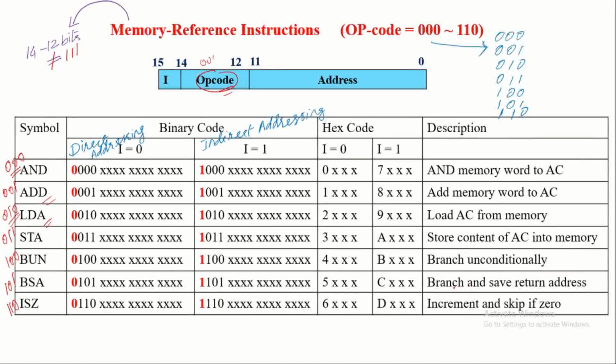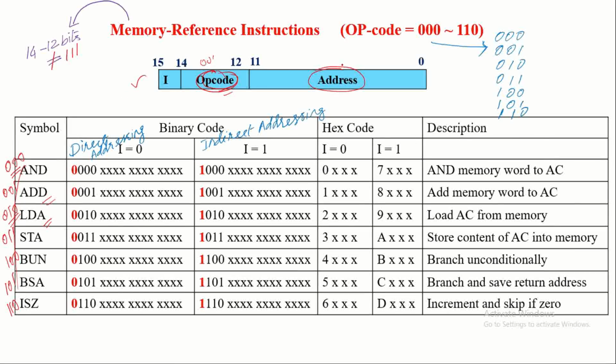101 represents branch and save return address, and 110 represents the increment and skip if zero operation. Out of these 7 operations to be performed, they need operands, right? The operand's memory address is specified in the 0 to 11 bit positions of the memory reference instruction.